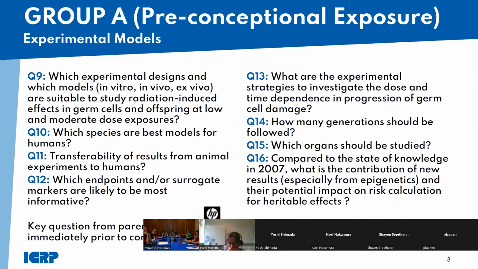Okay, so I think we should finish this discussion by the coffee break. Should we go to question 12? Which endpoints and or surrogate markers are likely to be the most informative? Experimental models as surrogate for human risk assessment. Of course, there are the genetic endpoints: Mendelian diseases, chromosomal aberrations, chromosomal syndromes, congenital malformations, and multifactorial diseases. What do you think? And do we have experimental models to support this?